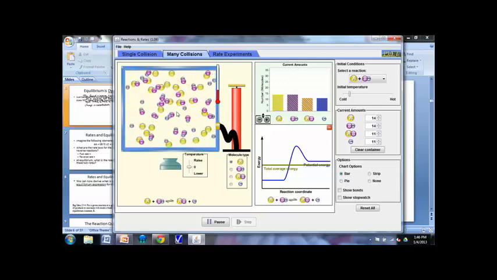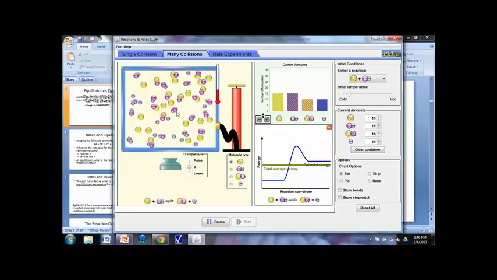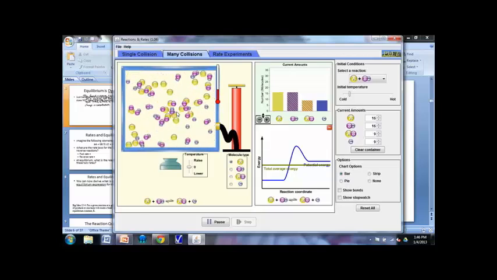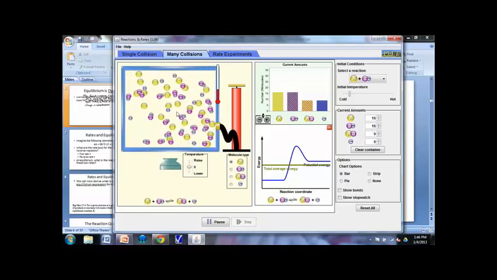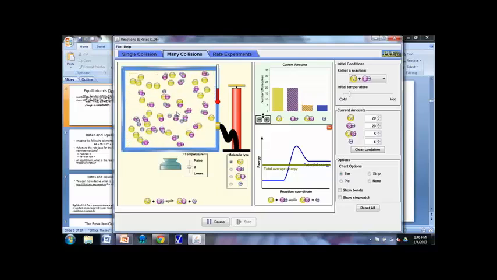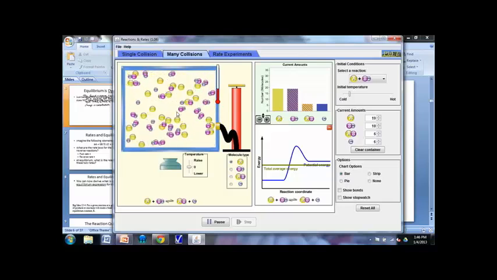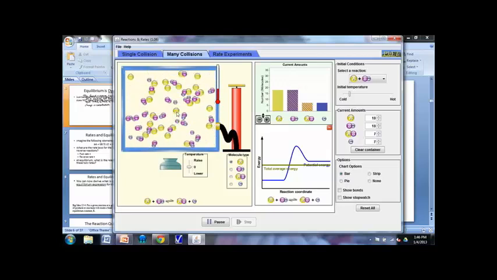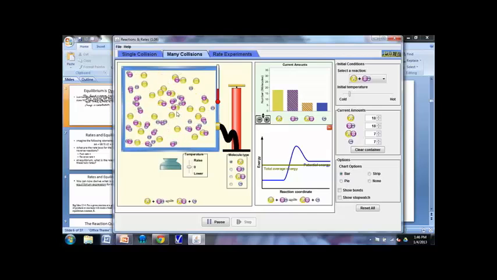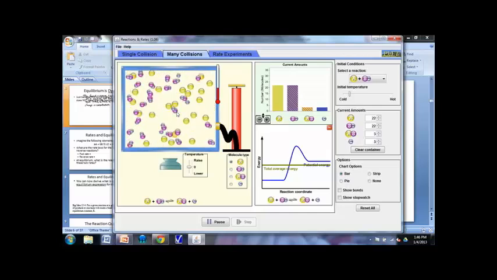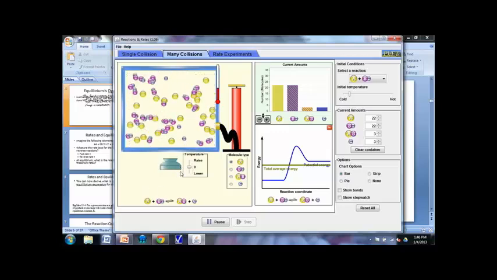Eventually, I'm going to reach a point of equilibrium. It doesn't mean I have equal concentrations of product and reactant. That's not what equilibrium means. That's another common misconception, that equilibrium means I have equal amounts of products and reactants. That's not true. It just means, in general, my forward and reverse reaction rate is not changing. So I can also increase the temperature again and shift the equilibrium.